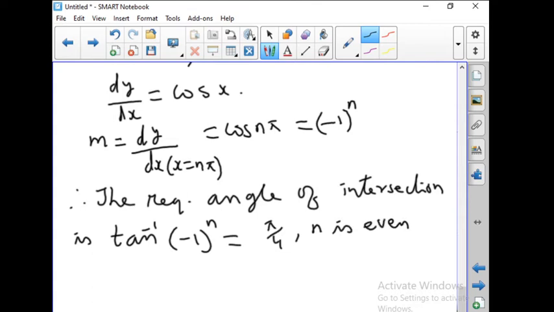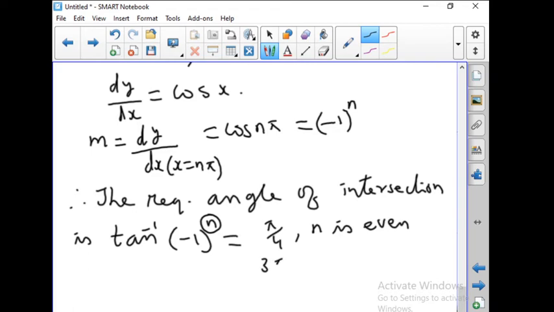Why? Tan pi by 4 is 1. n is even, so what will the power be? Even. When the power is even, minus 1 will become plus 1. So tan pi by 4 is plus 1. So tan inverse of 1 will give you pi by 4.